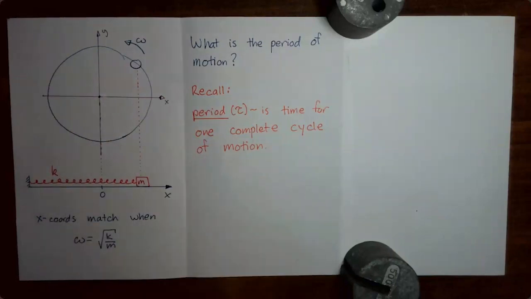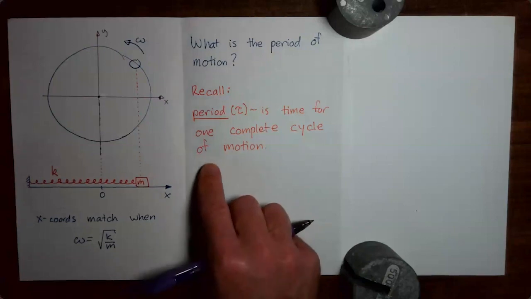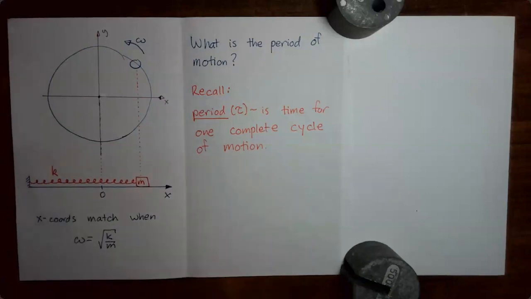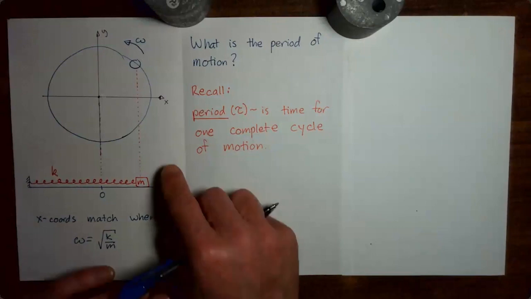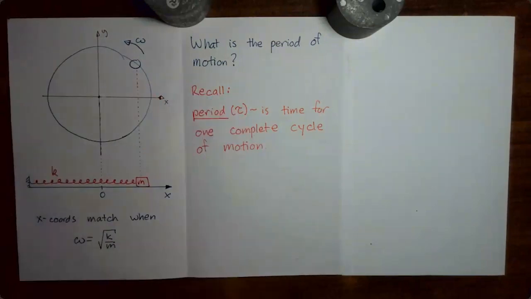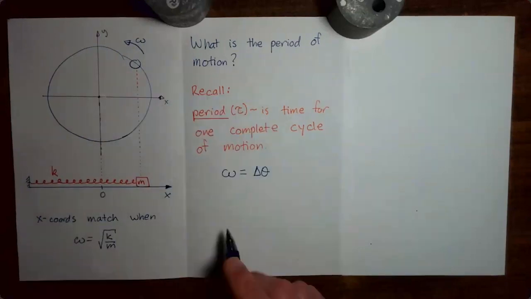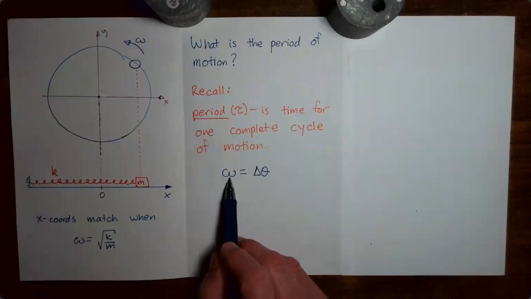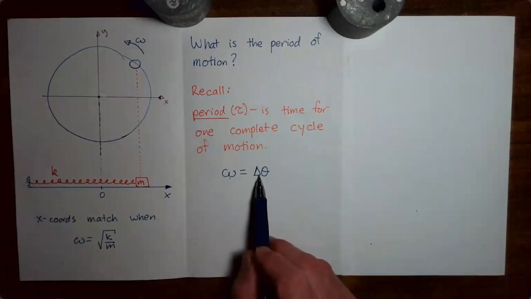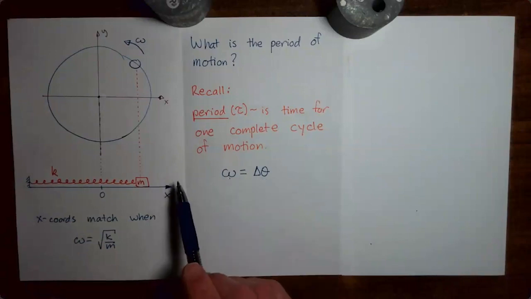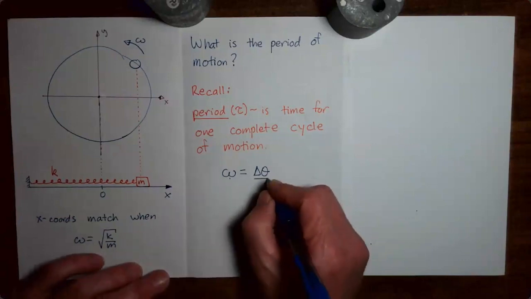We want to see if we can use this result that we got from the previous video to work out an expression for the period of the mass on the spring. We're going to do this by going back to that circular motion analogy that was developed in the previous video. Let's look at that circling mass. The angular velocity of that circling mass would be the angle delta theta that it sweeps out in some time interval divided by the time interval.